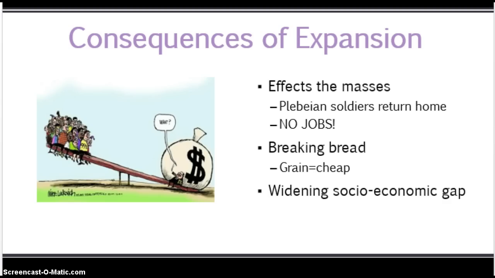Grain will end up becoming cheap because they're going to be bringing it in from the conquered territories instead of having to trade. This allowed for the poor to have affordable food, but it also had a negative effect because it took those jobs away from people who would have previously worked in the mills. And as a result, we are going to have a widening socioeconomic gap as the rich get richer and the poor get poorer.